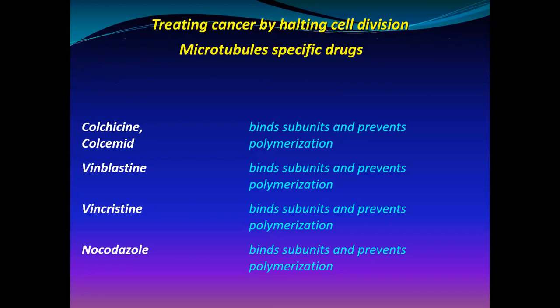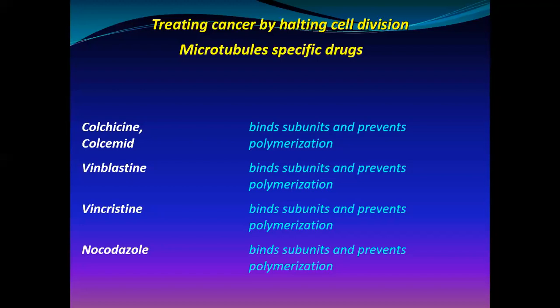when you have a cell division like that, in a cancer tumor, cells divide rapidly, what we can do is use an anti-cancer drug. Understand? So all these anti-cancer drugs are targeting the microtubules, right? For example, colchicine, colcemid binds subunit and prevents polymerization of the tubulin. Vinblastine and vincristine bind subunit and prevent polymerization again. Nocodazole again binds subunit and prevents polymerization. So these are microtubule targeting drugs.